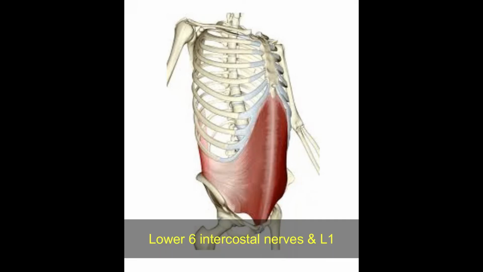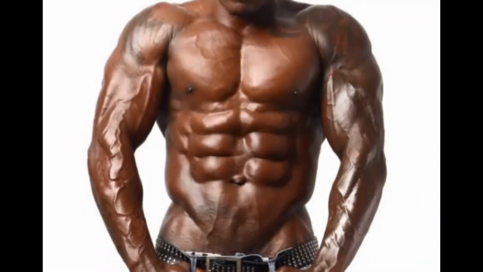The nerve supply of the transversus abdominis muscle is the lower six intercostal nerves. So again, the anterior abdominal wall extends from the sternum to the pubic symphysis, and the nerve supply of the anterior abdominal wall is the anterior rami of the lower six thoracic nerves and L1. So the lower six thoracic nerves and L1.